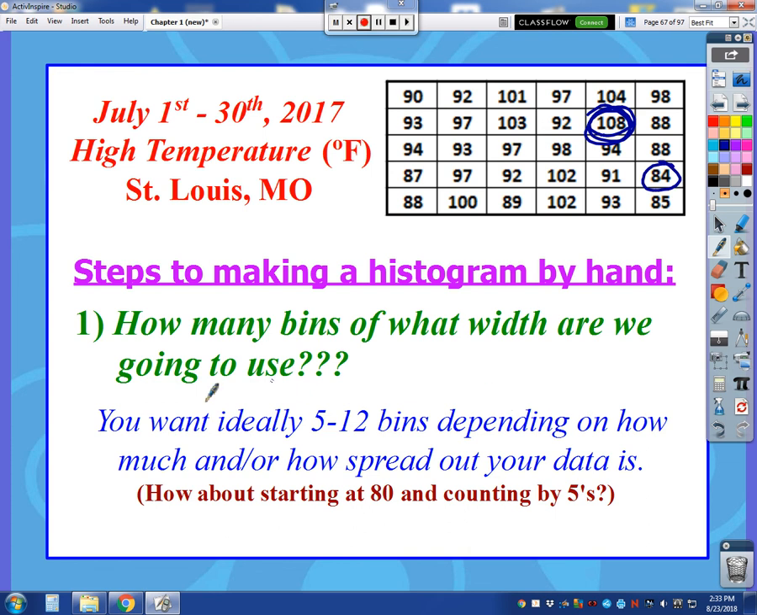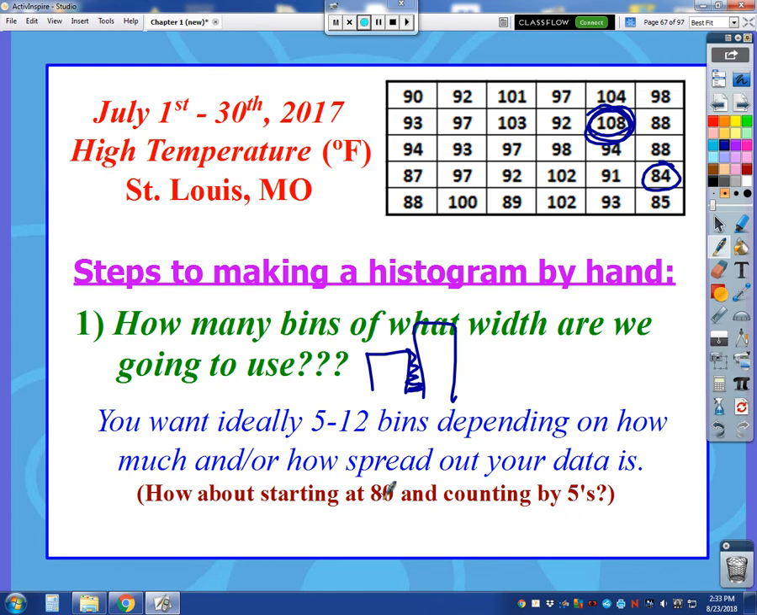So I say here, ideally you want 5 to 10 bins, right? These we're calling bins, and no, we don't need any gaps in here, but we want somewhere between 5 and 10 bins, depending on how much and or how spread out your data is. So I made this suggestion.